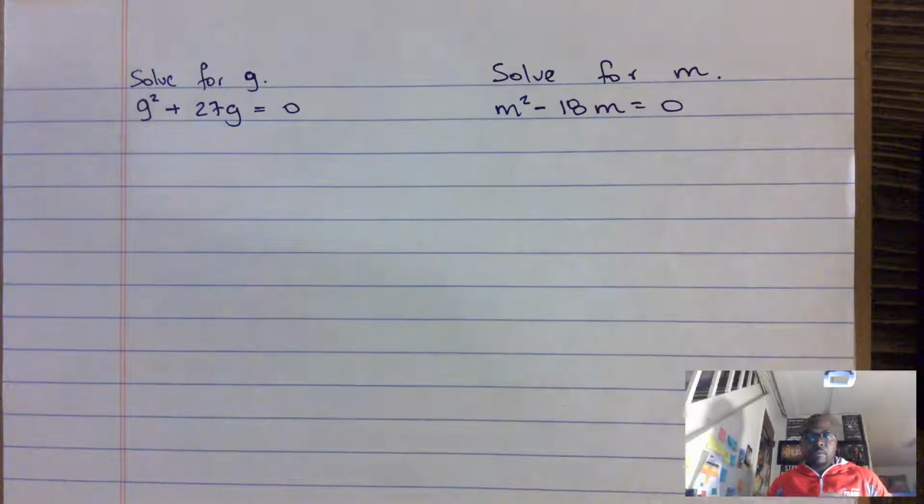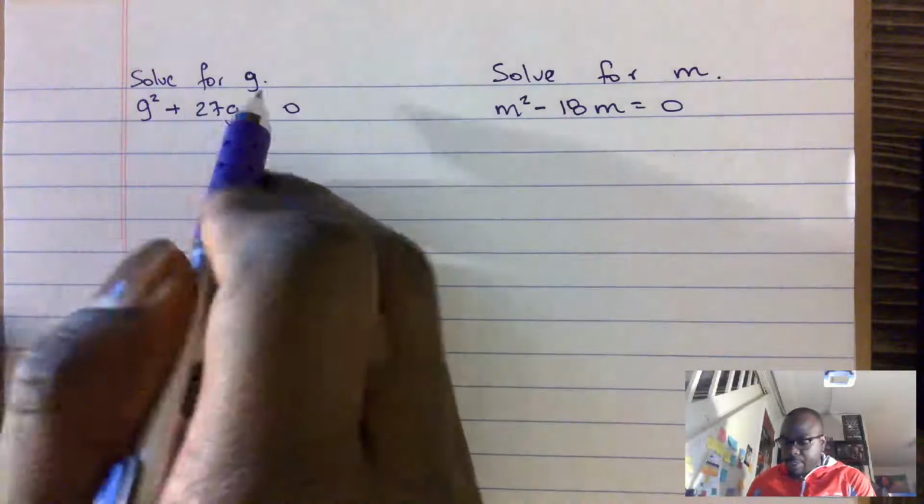All right, students, so we're back again. I'm back again, and we're going to continue with the lesson. This part of the lesson is we're going to be solving the quadratic equation by factoring, all right? So this video is going to be a little bit more lengthy because it needs to be a little bit more detailed. All right, so here we are solving for g.